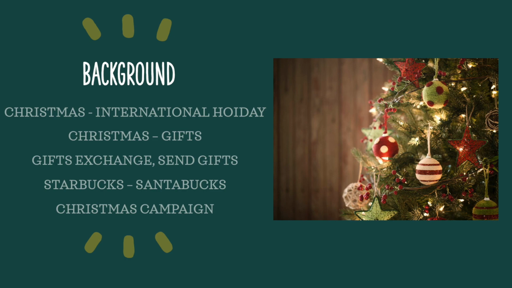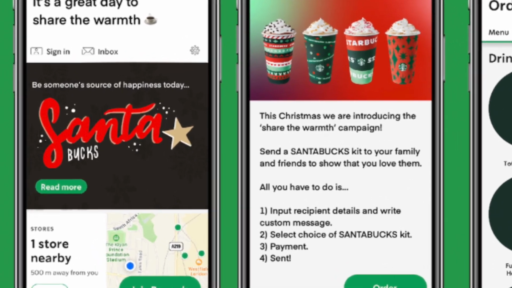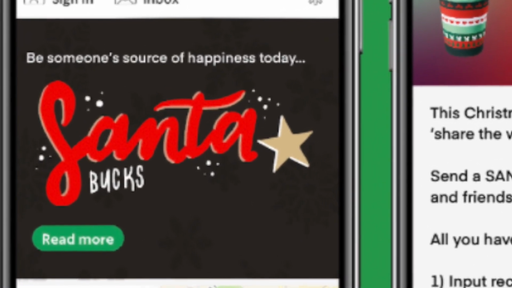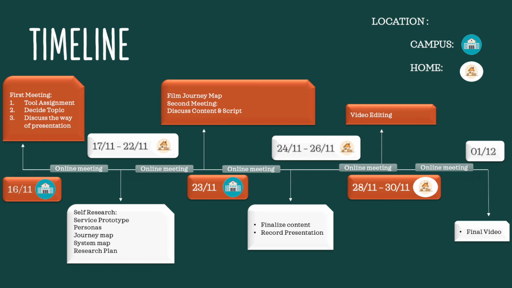In order to let people keep in touch with each other from a distance, the Santabucks campaign from the Starbucks mobile app and website can give a hand to complete the gift exchange or send your wishes to your lover during Christmas. Now the timeline about our whole plan. We're supposed to have 2 offline meetings, and on other days we do online meetings and divide some work with self-research. Finally, we come up with the final content and complete it.